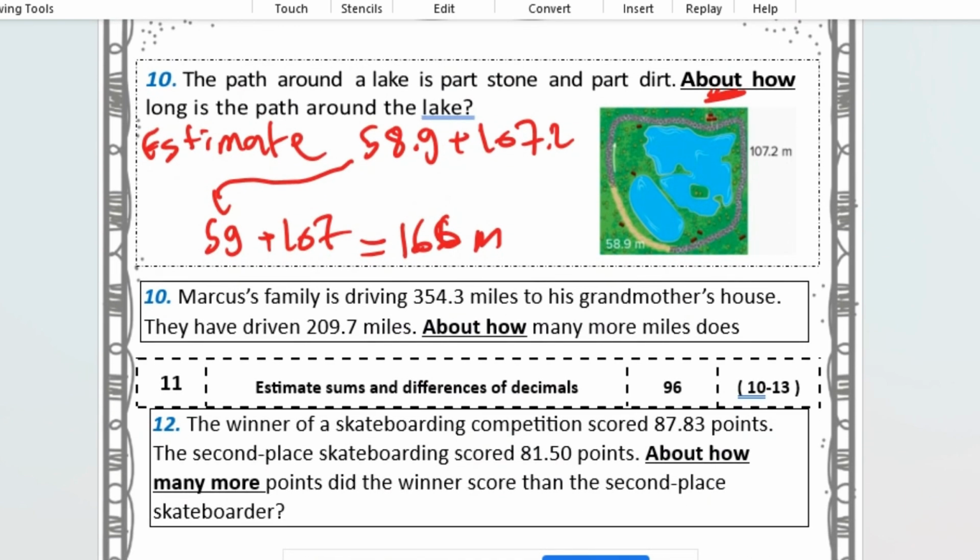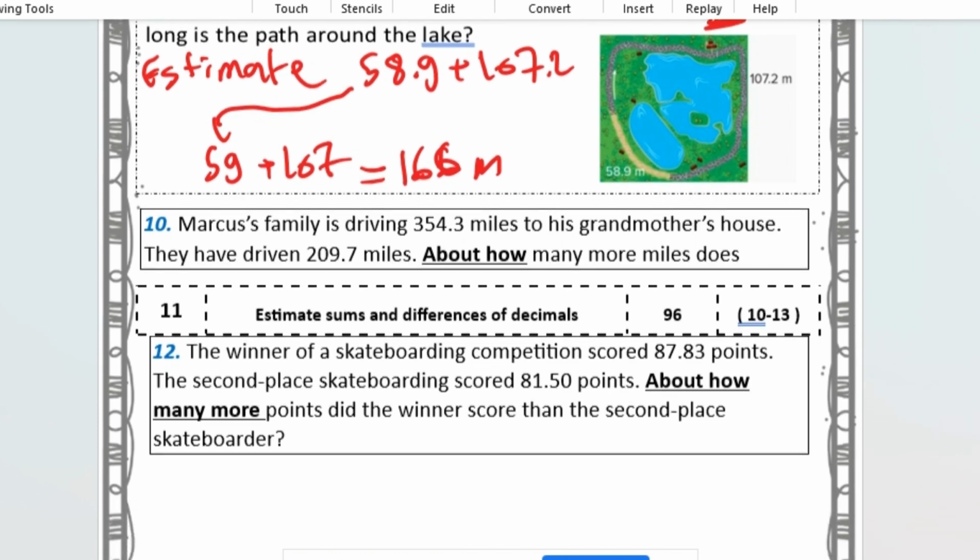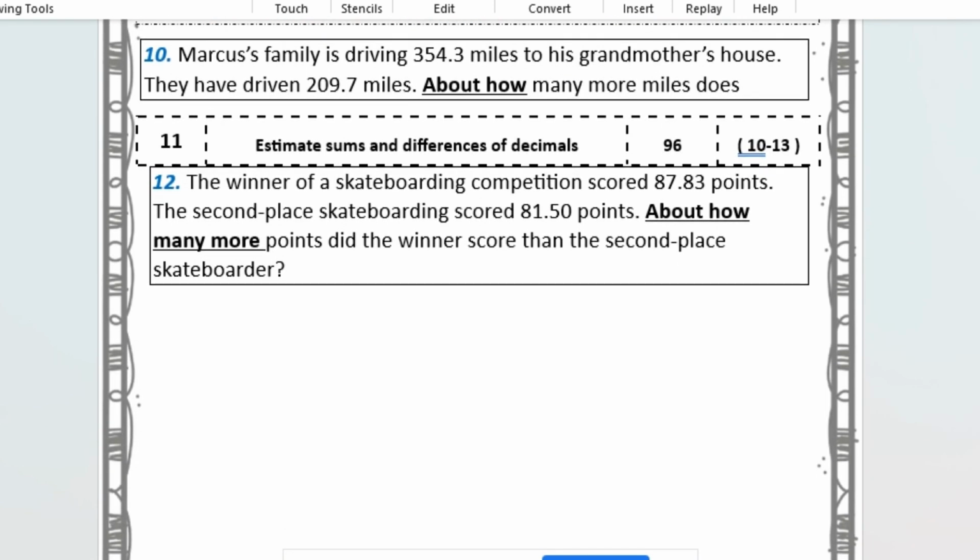now I will just leave question 10 for you guys. And question 11, the winner of a skateboarding competition scored 87.83 points. The second place skateboarder scored 81.5 points. About how much more points did the winner score? When you read about how many more, or how much more, it's always a subtraction. How many more represents subtraction, and when you read the word about, it's an estimation.